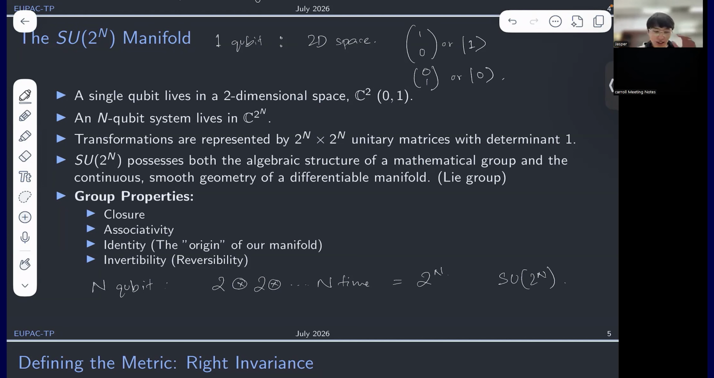This SU(2^n) is also a differentiable manifold. It looks like our usual space and time. It can be twisted, and it can be warped, as we can define a certain metric on this manifold.